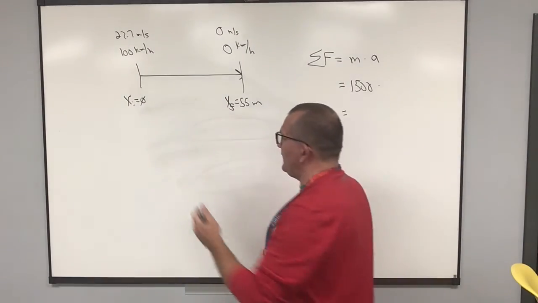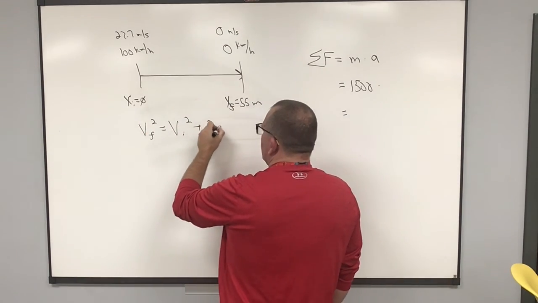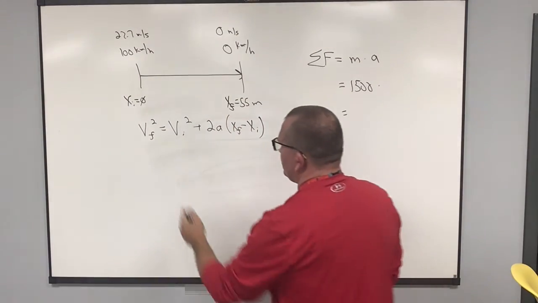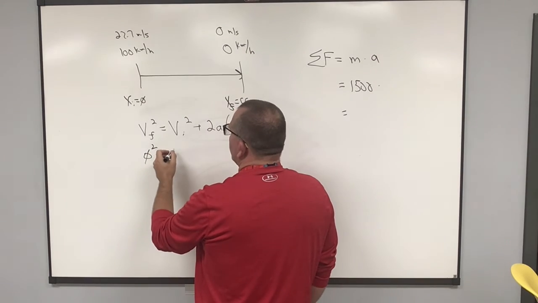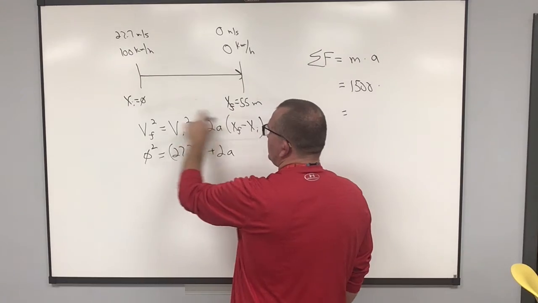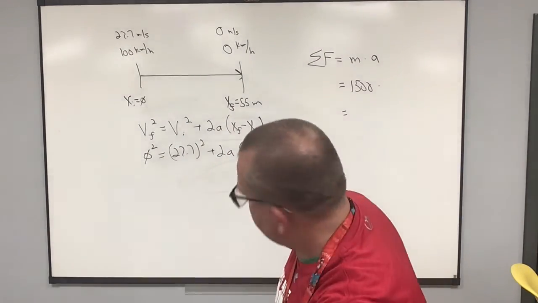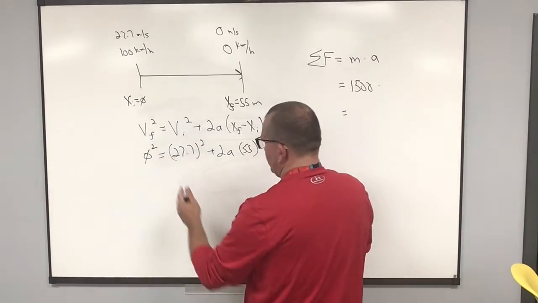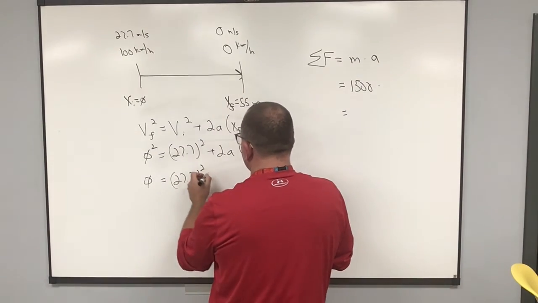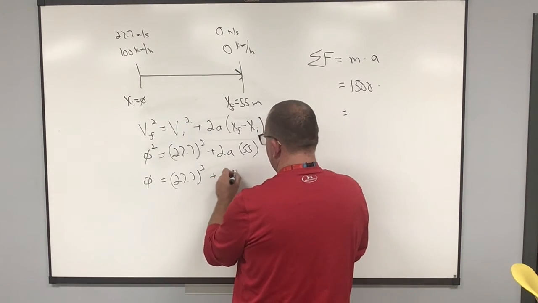All right, so we have positions and all of this. We don't have time, so we have to use this equation, and we want to solve for acceleration. Our final velocity is 0, our initial is 27.7, plus 2a times 55 minus 0. So let's do some fancy math here. I'm going to write this out: 0 equals 27.7 squared plus 2 times 55, which is 110a.